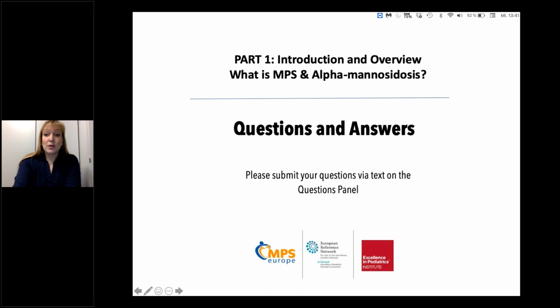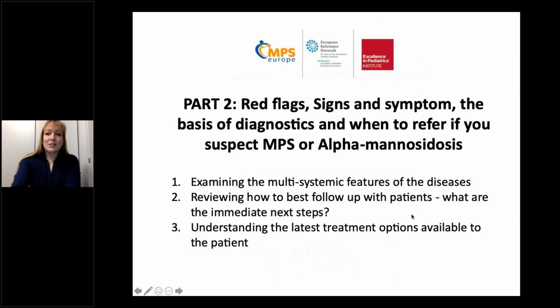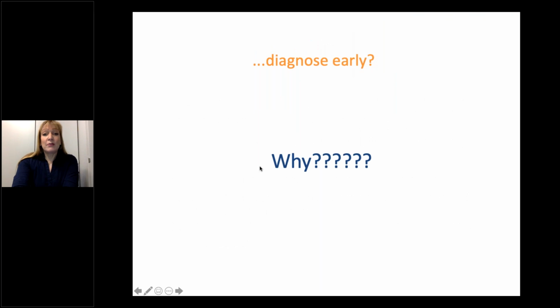And I think we have to go to part 2, otherwise we will run longer than 60 minutes. I will start with the next part: the red flag signs and symptoms, the basis of diagnosis, and when to suspect. We start by examining the multisystemic features of the disease. I will show you a lot of pictures and slides, so just focus on the pictures that I show. We will review the best follow-up for these patients and the treatment that is available. So why do we have to diagnose early?